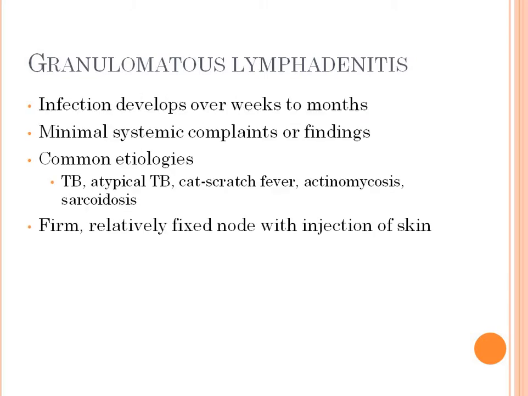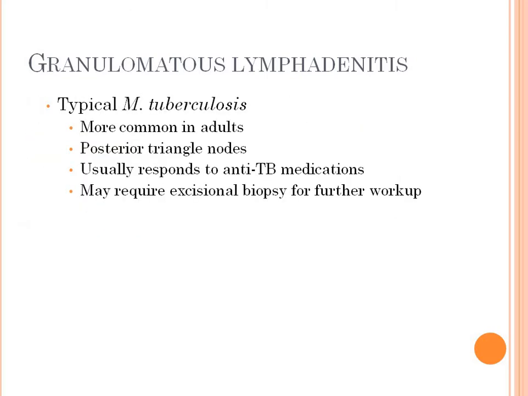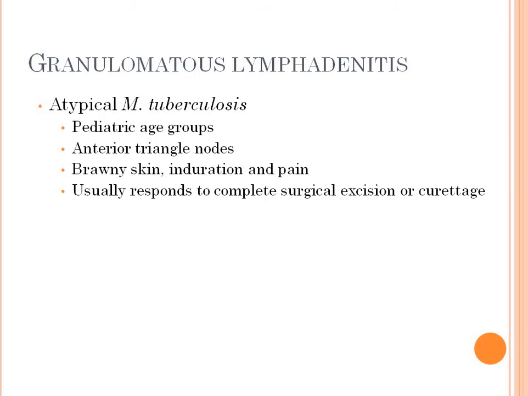Now the typical Mycobacterium tuberculosis is more common in adults, in the posterior triangle nodes, usually responds to anti-tubercular medication, and may require excisional biopsy for further workup. Atypical Mycobacterium tuberculosis: pediatric age group, anterior triangle nodes, brownish skin induration and pain, usually responds to complete surgical incision and curettage.